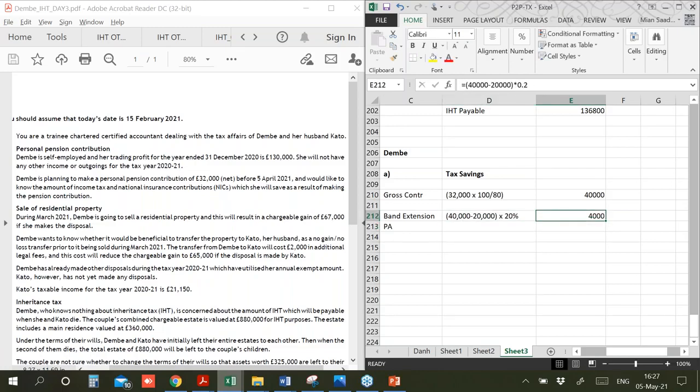So 40,000, sorry, it's 40,000 times 40% minus 20%. So this would have been the equation, and you could have applied the same here as well. However, as I know the direct answer, I'm not putting the formula here. The answer will be 8,000. But you can, for your convenience, put the formula here.